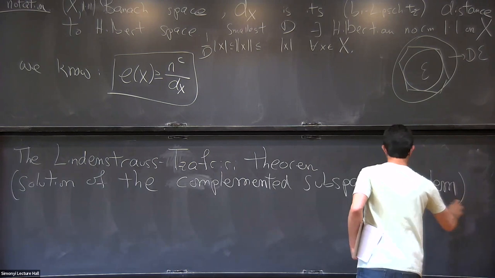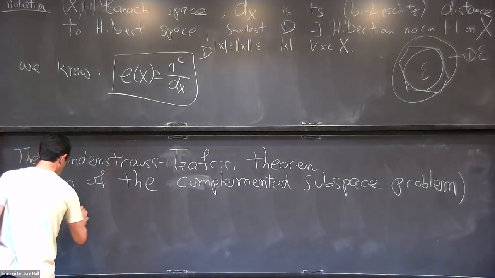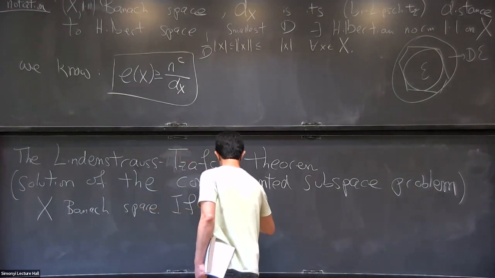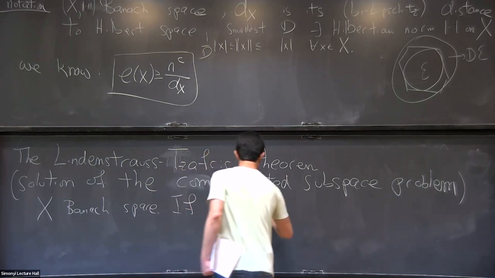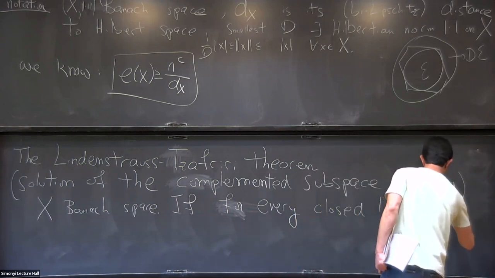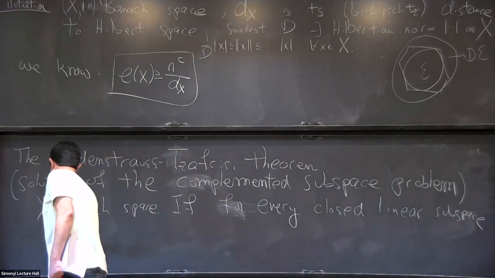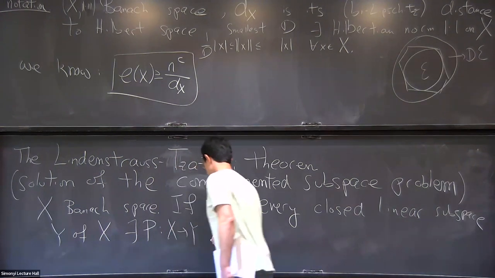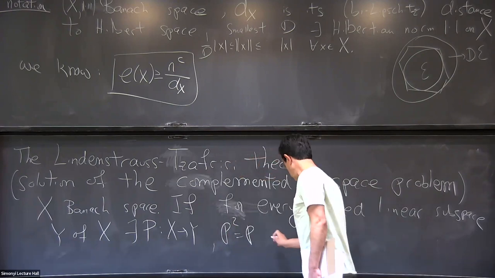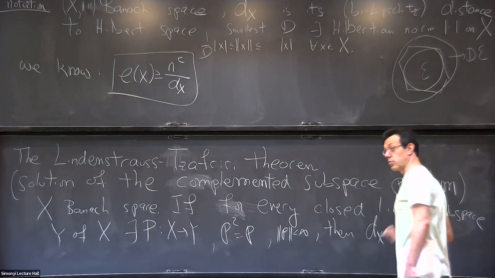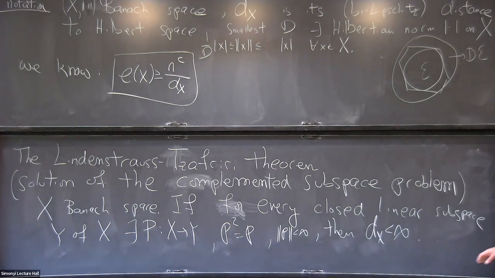The theorem says that X is a Banach space. If for every closed subspace Y of X there exists a linear operator P from X to Y, so it's a projection, P squared is P, and the operator P is bounded, then d(X) is finite. So X is more or less a Hilbert space. It's a beautiful result, an absolutely great theorem, and the kind of thing that I think anybody would be happy to prove. Is the statement clear?